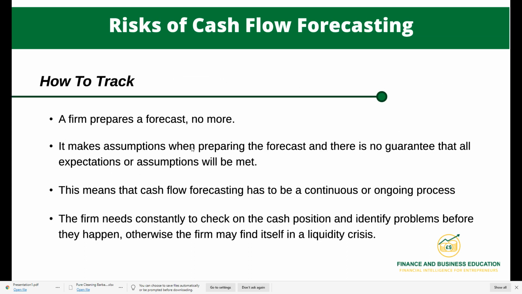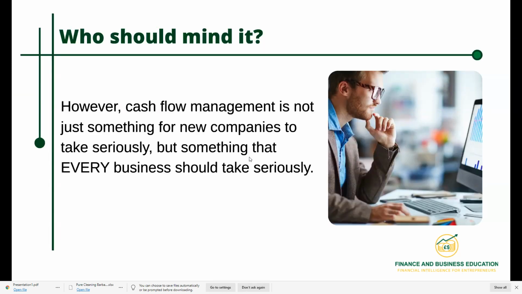So how to track, as we've been discussing earlier, you want to prepare a forecast. Okay. And some people make mistakes and assumptions when preparing the forecast, and there's no guarantee that all the expectations will be met. So therefore, you really have to keep up to date with it, right? So cash flow has to be continuous and ongoing. It's not something that you can just do and leave there. You have to keep updating it. You have to constantly check on the cash flow position and identify problems before they happen. Otherwise, you may find yourself in a liquidity crisis.